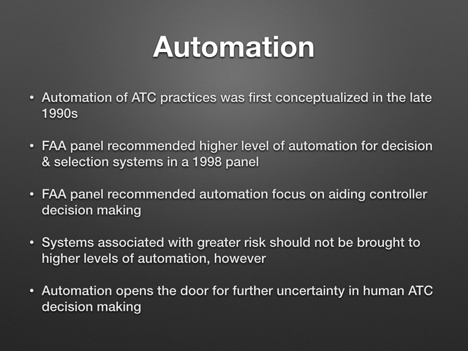Automation of air traffic control practices was first conceptualized in the late 1990s. In 1998, an FAA panel recommended higher levels of automation for decision and selection systems. The panel also recommended that automation efforts focus on reliable, high-level automation applications for information acquisition, integration, and presentation for aiding controller decision-making in order to support all system functions.